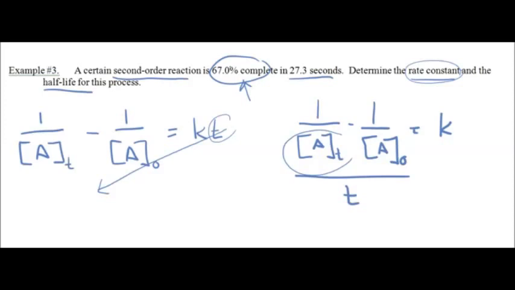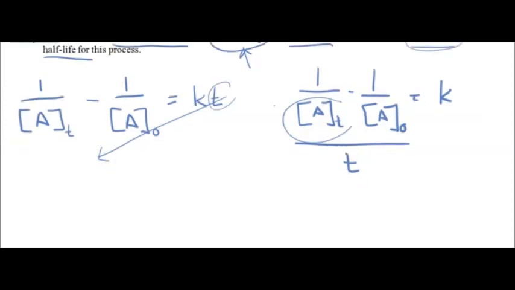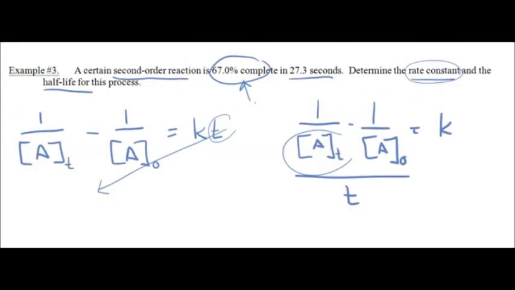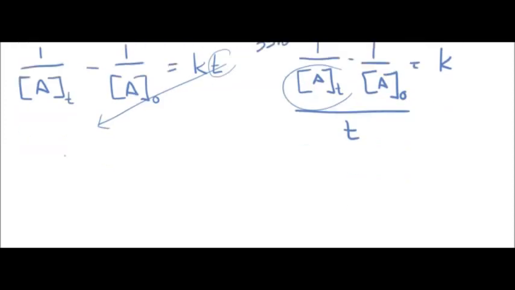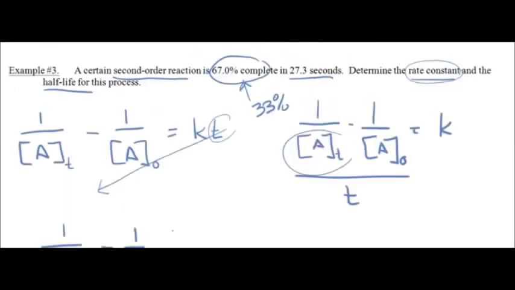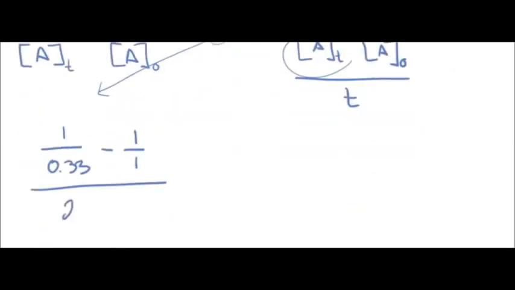So if we've used up 67%, or 67% complete, how much of the reactant remains? Well, it should be around 33%, if I do my math right. If we know we have 33%, and it doesn't say what the molarity was, go ahead and assume it to be a 1 mole solution. So I'm going to take 1 over 0.33, and I will subtract that from 1 divided by 1, because my initial concentration was 1 here, and it took 27.3 seconds to consume that amount, so I'll put my seconds down below here. And again, that should equal a positive value.